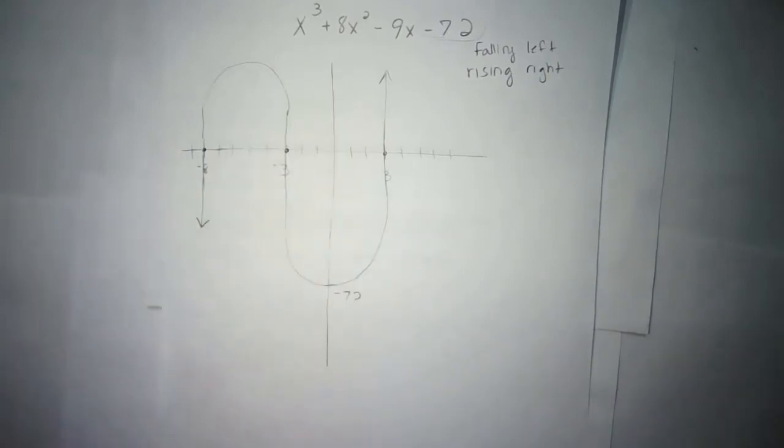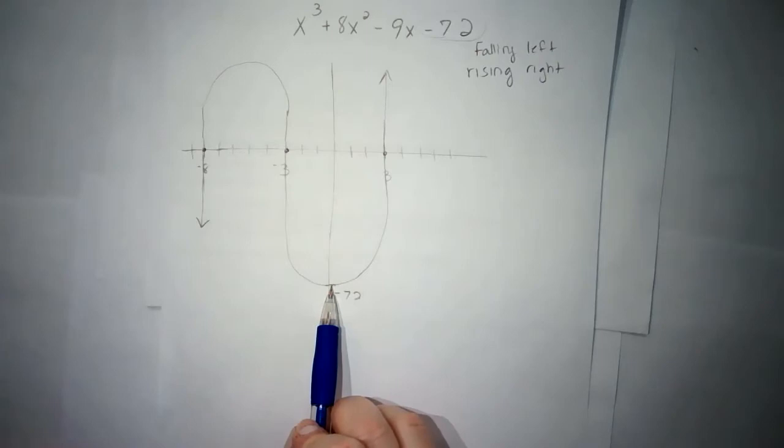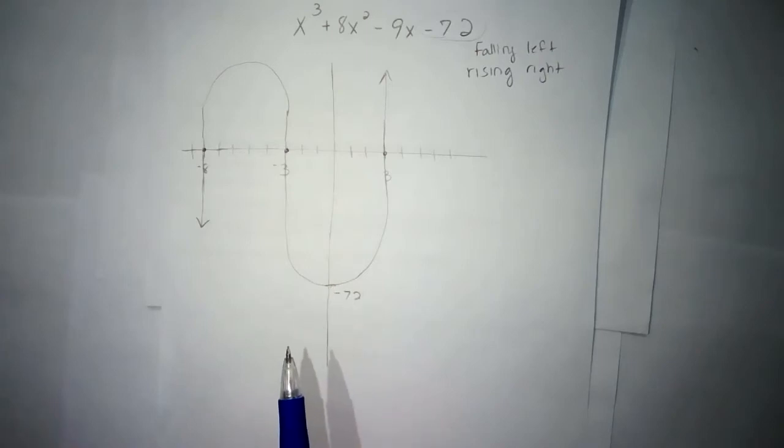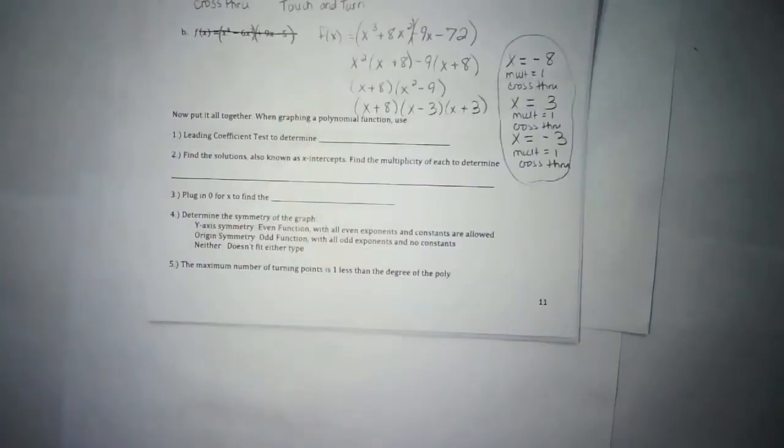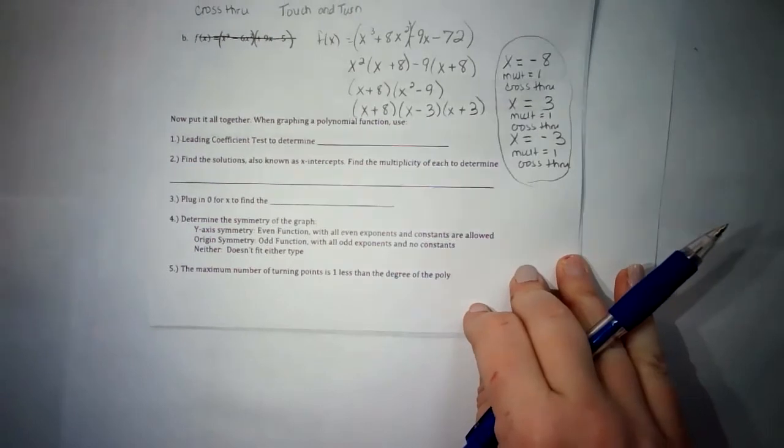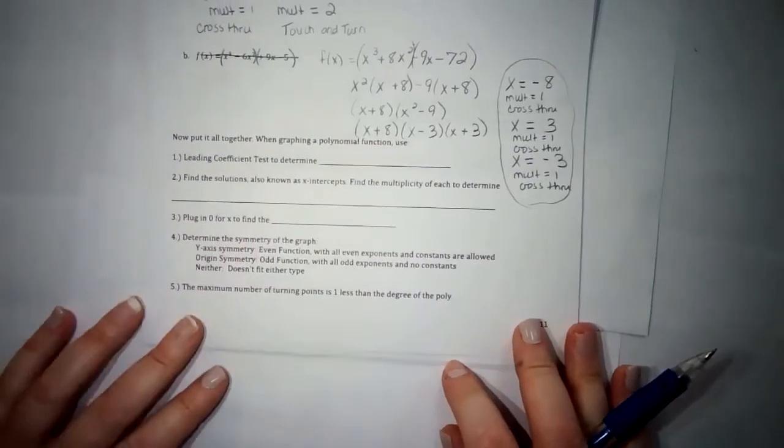Okay. So you know your end behavior, you know your x-intercepts, you know what's happening there. You can even determine where the turn takes place because that's your y-intercept. And then you have the whole thing. Okay. All right. So let's put it all together then.